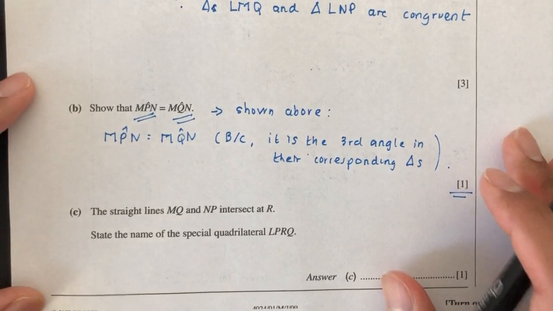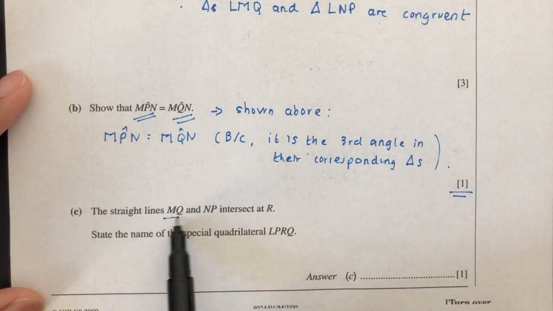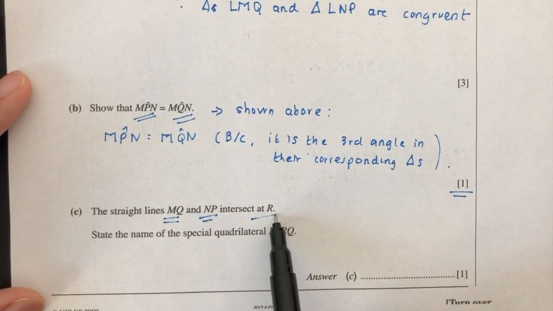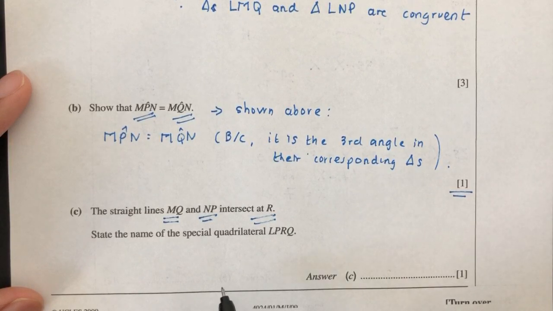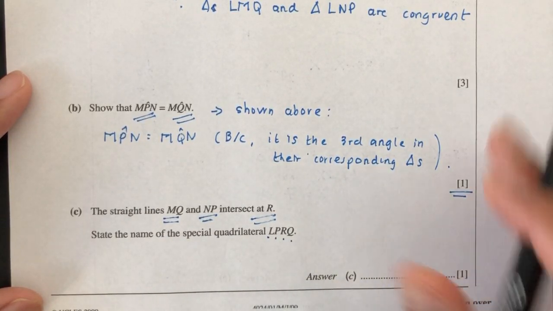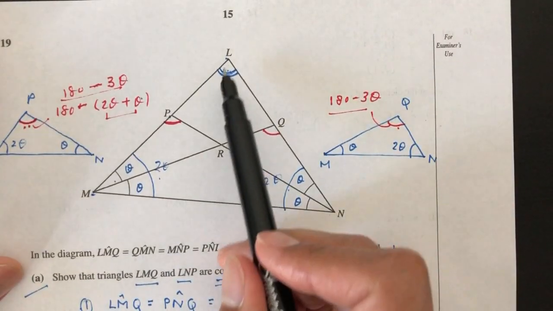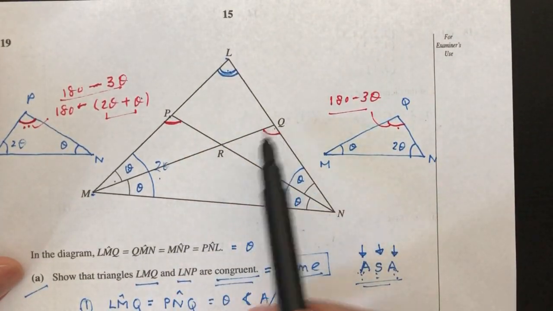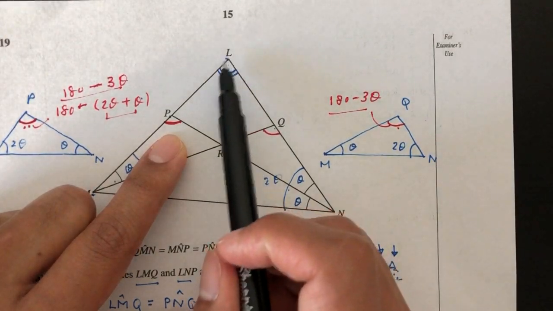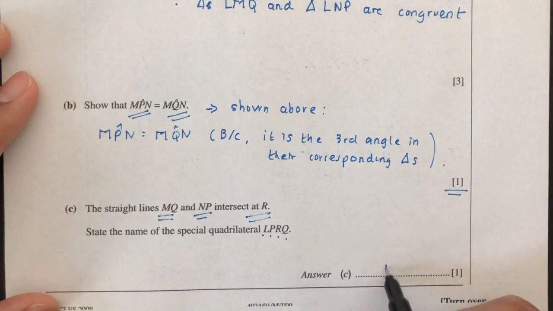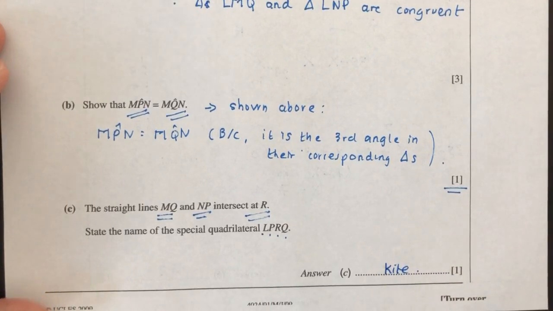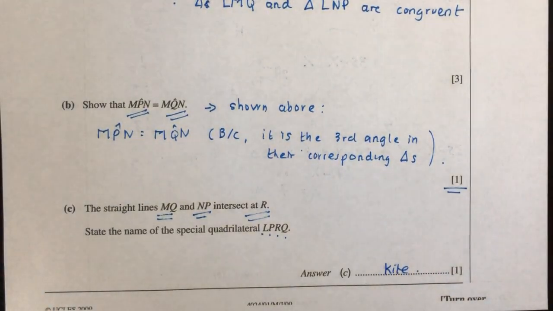So now for part C, the straight lines MQ and MP intersect at R. So we have 2 straight lines. State the name of the special quadrilateral PRQ. So it's pretty obvious. This one is a kite, right? So this one is a kite. That will be question number 19.